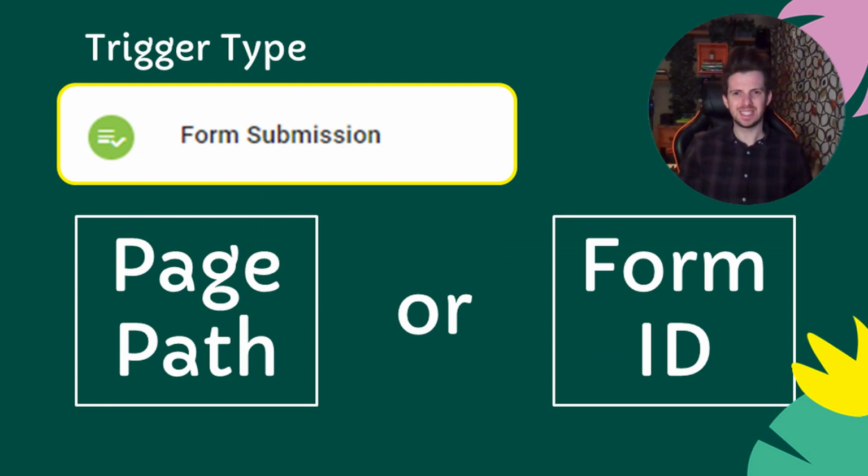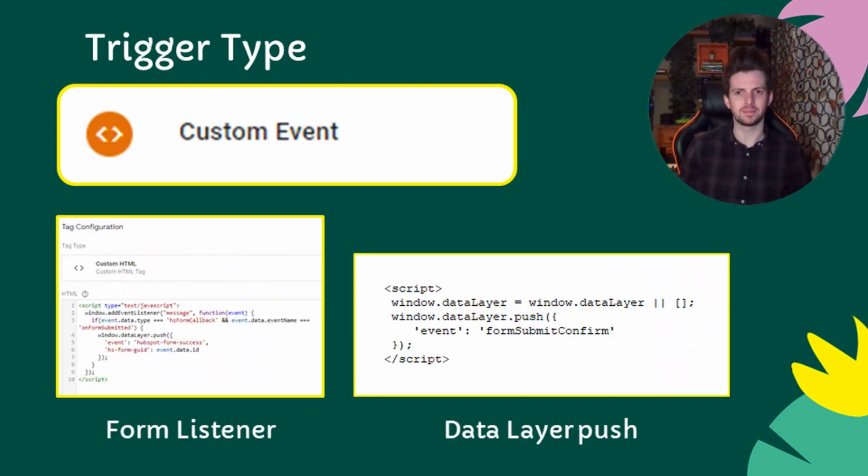The fix for this is a little less straightforward than the previous examples. Unless you can confirm that the form submission trigger is working as intended on your website, it's best to ditch this trigger type altogether. Instead, you may be able to create a form listener using JavaScript, which will fire a custom event only when a successful submission has been made. I'll link to a great guide from Analytics Mania in the description that makes this process easy to follow, even if you have little to no previous experience with JavaScript.